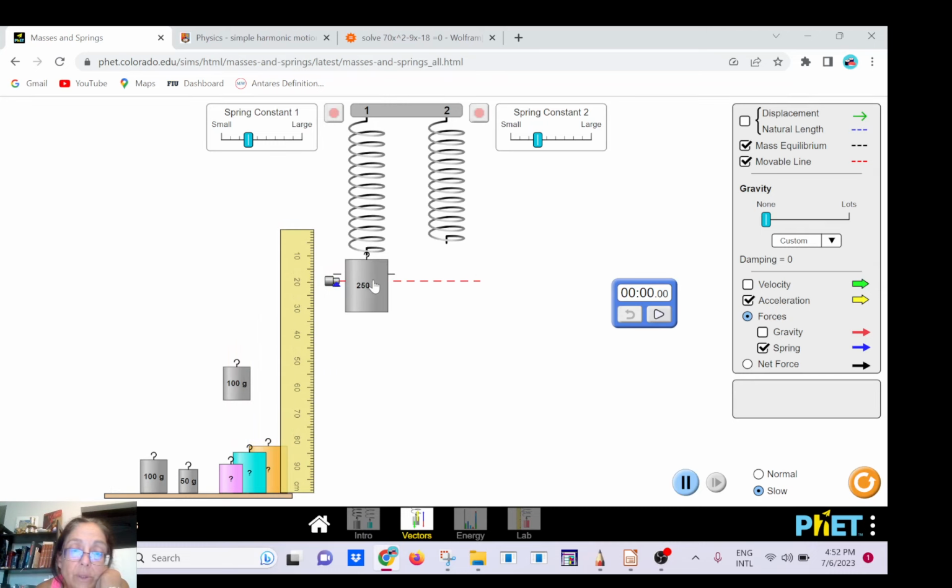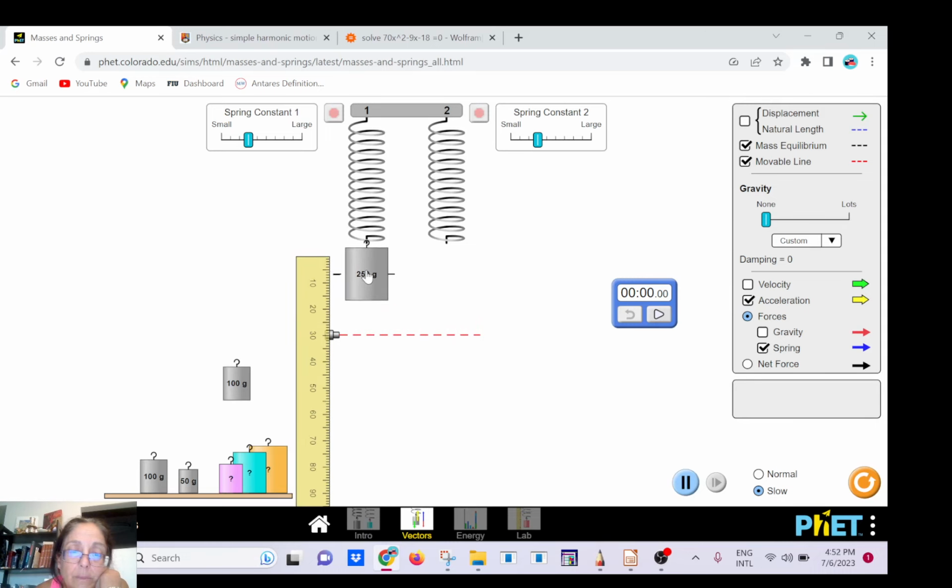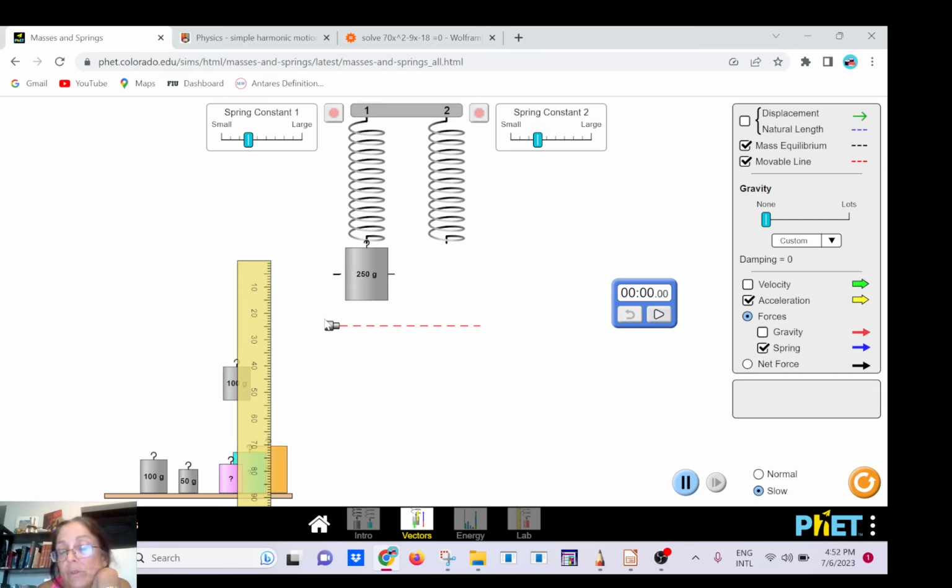So now I put 250. I forgot where I was, maybe at 20. So that's going to be my amplitude, but the amplitude doesn't matter. The mass here means more inertia. So you're going to apply the same restoring force, because the restoring force does not depend on the load. The restoring force depends on the displacement here. So I'm applying the same restoring force, the same displacement.